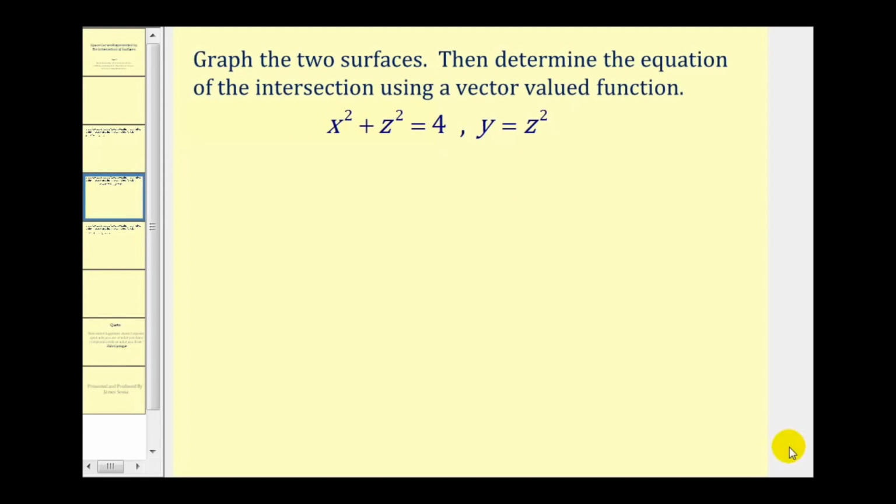Let's go and take a look at another example. Again, we want to graph the two surfaces and then determine the equation of the intersection using a vector valued function. We have x squared plus z squared equals 4 and y equals z squared.